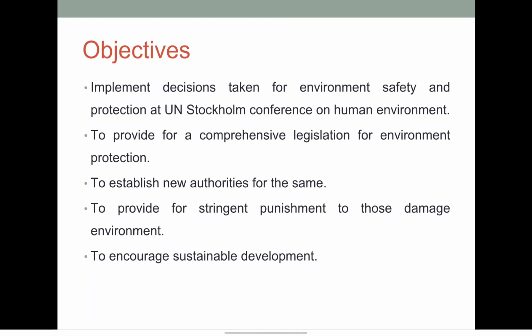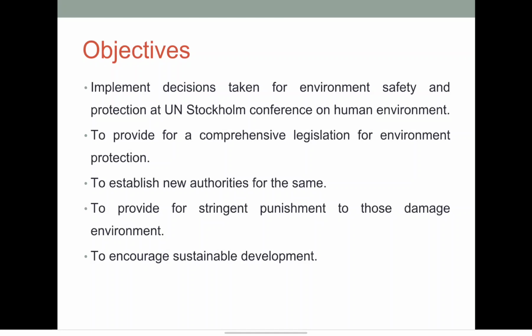Then, to establish new authorities for the same. So it can establish new bodies which can carry out different works with respect to this act. Then, to provide for stringent punishment to those damaging the environment. Stringent punishment means there are penalties, strict penalties for those who damage the environment, and to encourage sustainable development.